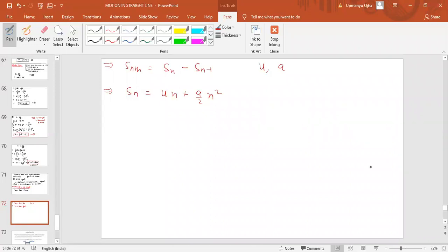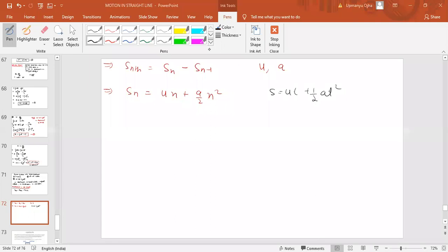Displacement in n seconds will be equal to un plus a by 2 n square. See which equation we are using. We are using s equal to ut plus half at square. Now here t is what? n seconds. So ut plus half at square means un plus half an square. Is this correct or not?